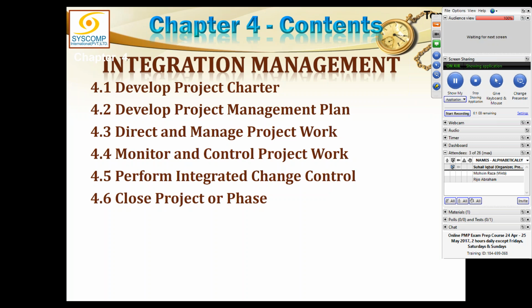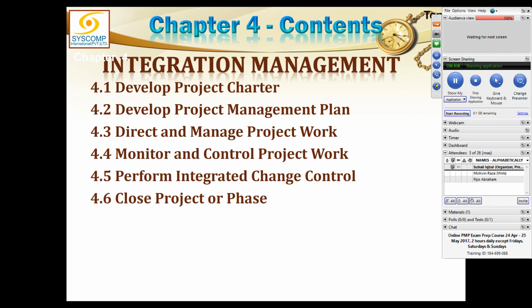So this cycle will be repeated until no more change requests are there, and until all the deliverables are approved. Once all the job has been satisfactorily done, all the deliverables have been accepted by the user, that is the time when we are done with monitoring and control, and we move on to the close project or phase process group. In the closing process group, there is only one process from integration, that is close project or phase, and the other process is from which knowledge area?